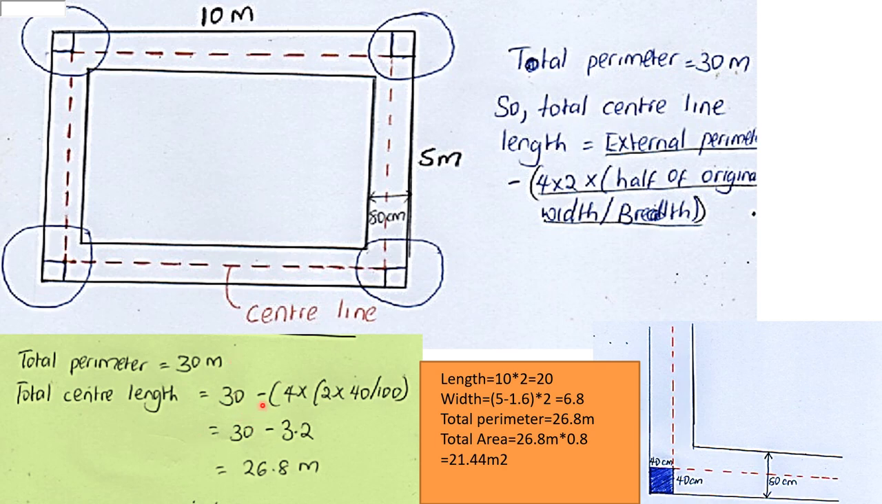From this 30 we subtract 4 corners multiplied by 2 half thicknesses of the wall. Half the thickness is 40. So 2 times 40 over 100, it shall be 2 times 0.4, 0.8. 0.8 times 4, we get 3.2. So the total center line shall be 30 minus 3.2, which is 26.8 meters. This one is the same as taking the number of corners times the full thickness.